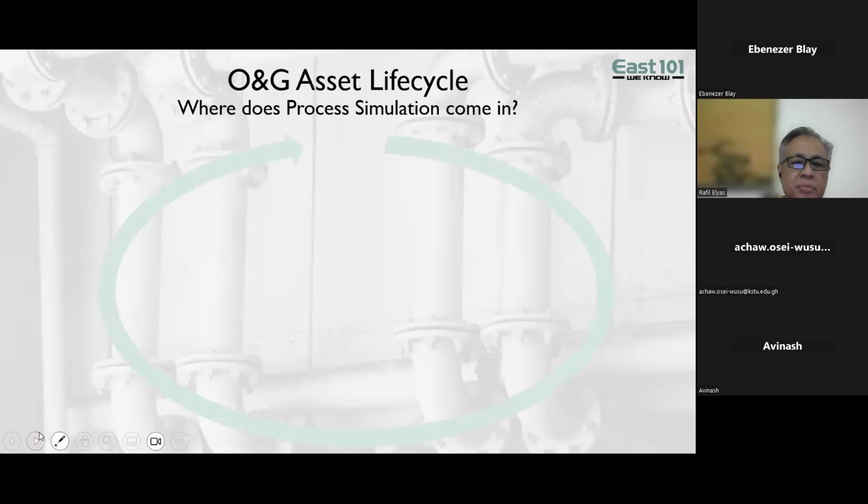So if we look at a typical asset life cycle, by asset, I mean, it could mean everything from an oil and gas production facility, gas plant, refinery, polymer facility. If we take a look at one of these assets, where do we find process simulation? Where do we typically use it?